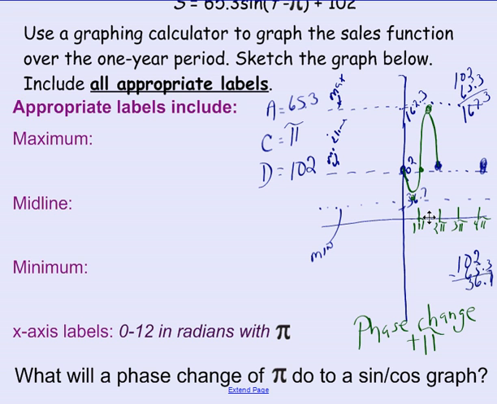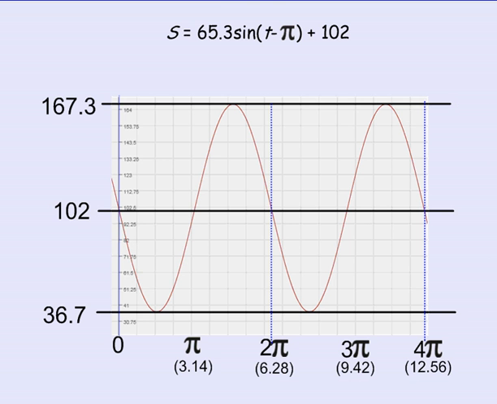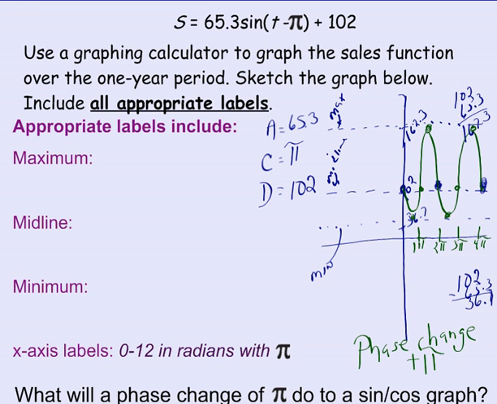So here's one full curve, and then we will have a second full curve between 2 pi and 4 pi. So we have a double sine graph, okay? So our midline was at 102. Our maximum was at 167.3, and our minimum was at 36.7.